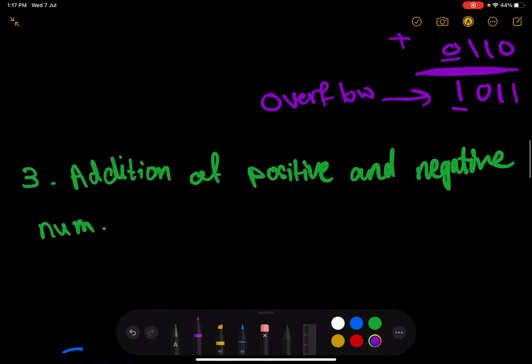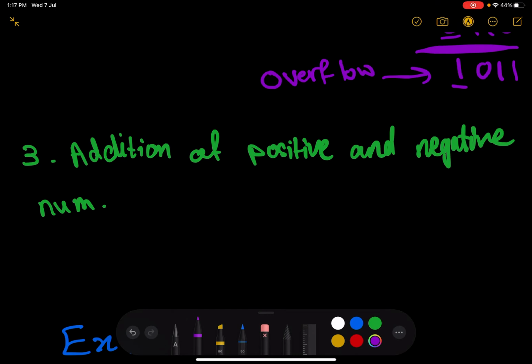Moving to the third case here. In this case, we're adding two numbers with different signs, a positive and a negative number. It's rare to get an overflow when you're adding two numbers with different signs.